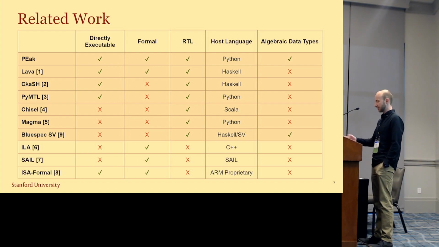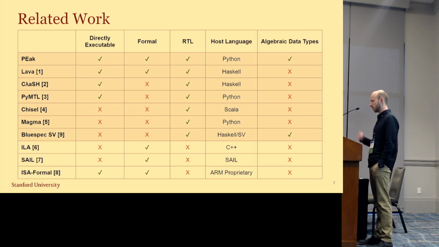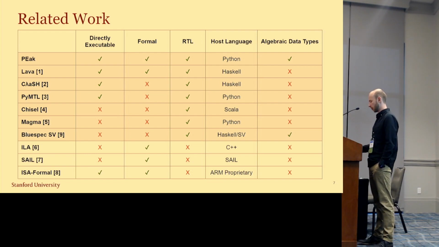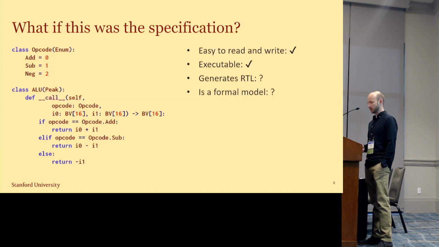Right? So PEak is most similar to Lava in that it has three different representations. It's directly executable, it has a formal model, and it generates RTL. However, they're different in the fact that PEak is written in Python instead of Haskell, and uses algebraic data types, which I'll get into a little bit later in the talk. So I talked about what the ideal specification language looked like. What if this was the specification?